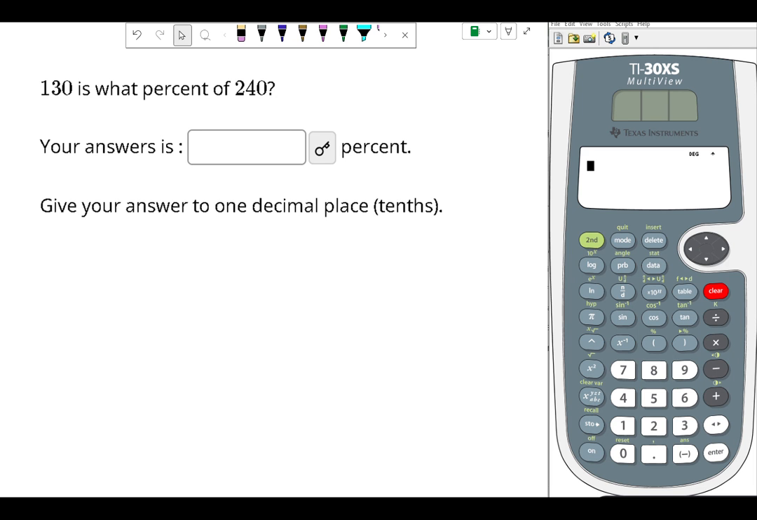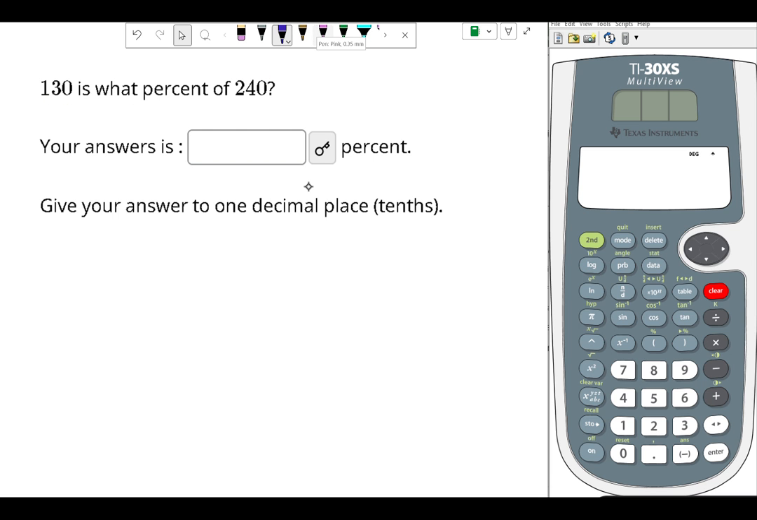Welcome to another video of solving for percents using proportions. This question asks us to find the percentage of 240 that is 130. I said that a little differently, so let's read it as it says here in the question. 130 is what percent of 240?